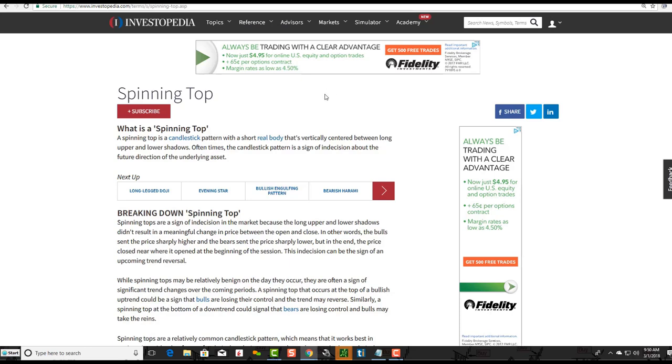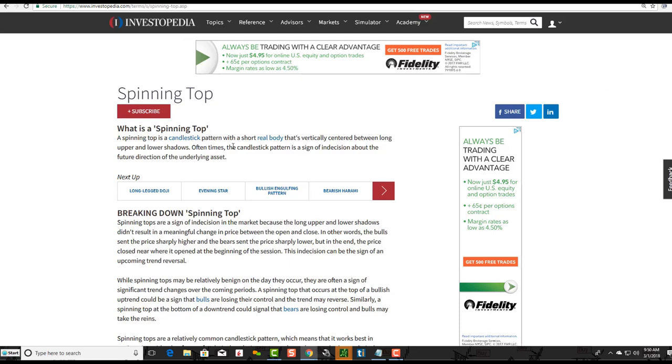So it's not going to be only a short real body completely centered. Sometimes it'll be off kilter. Sometimes you might have a longer upper shadow or a longer lower shadow. Sometimes you might not have an upper or a lower shadow.